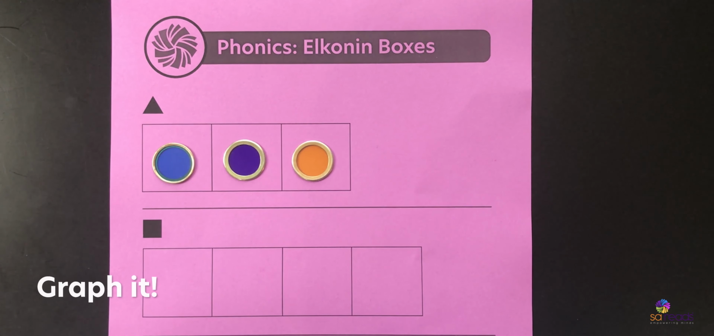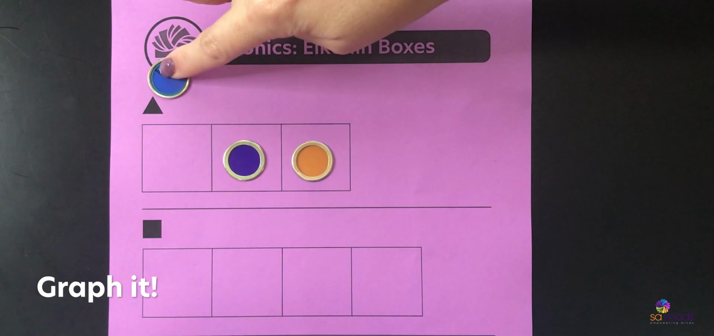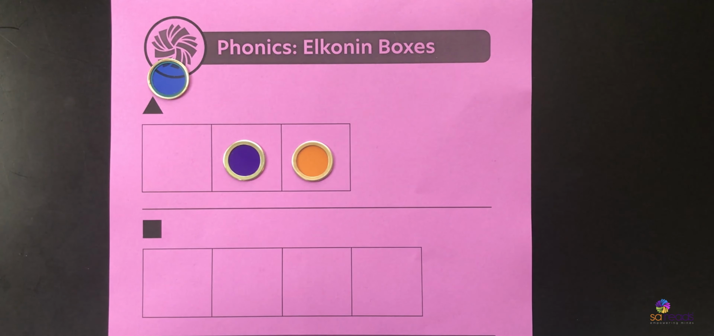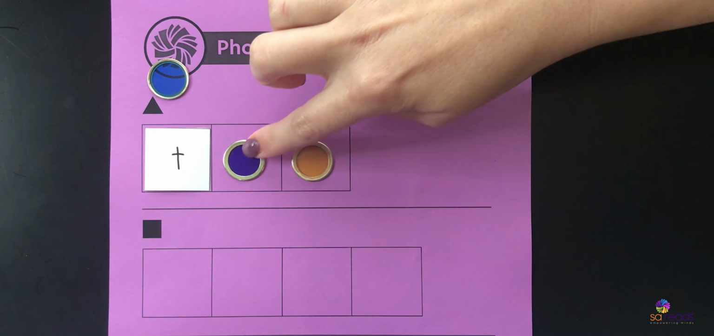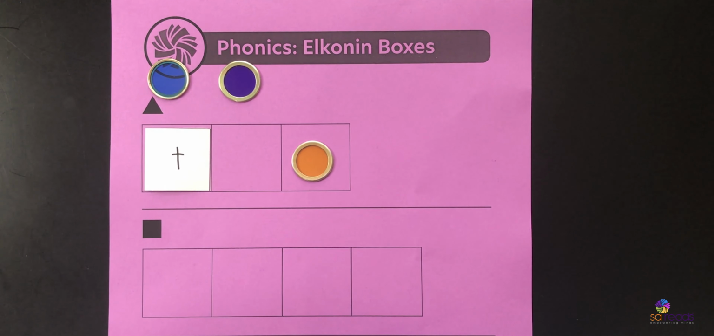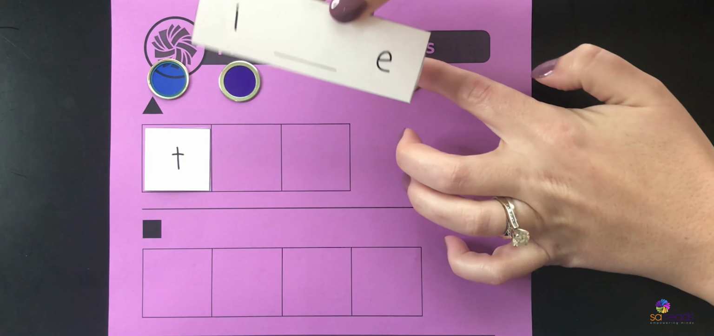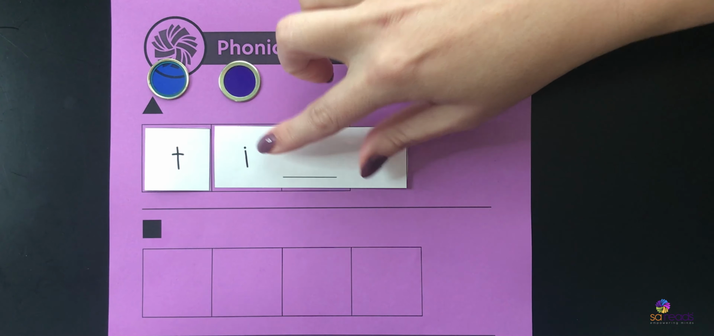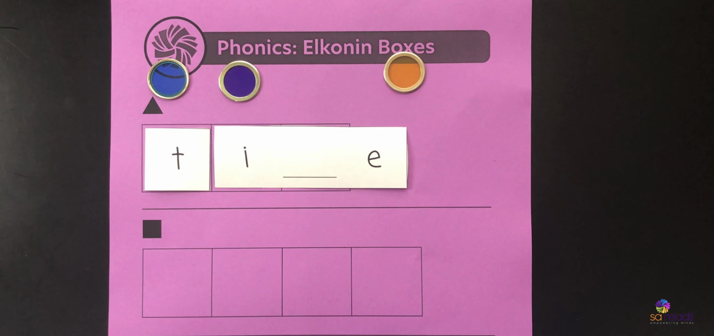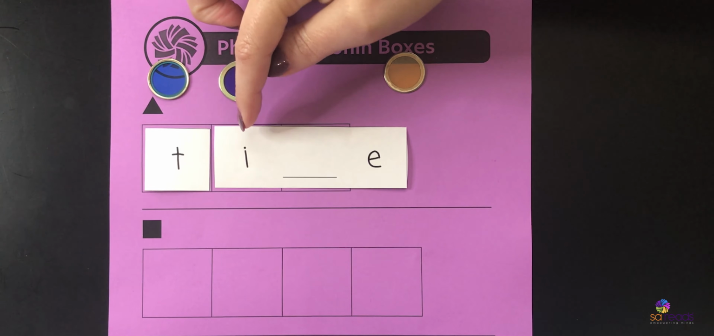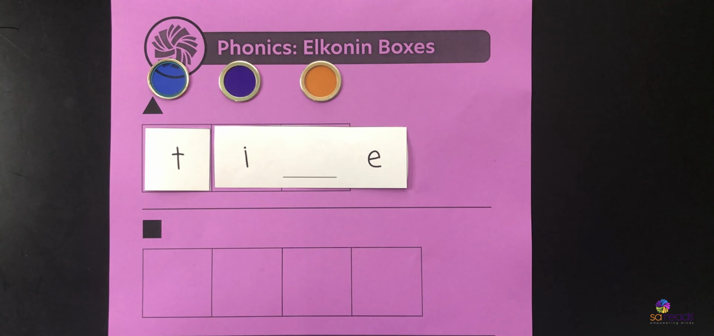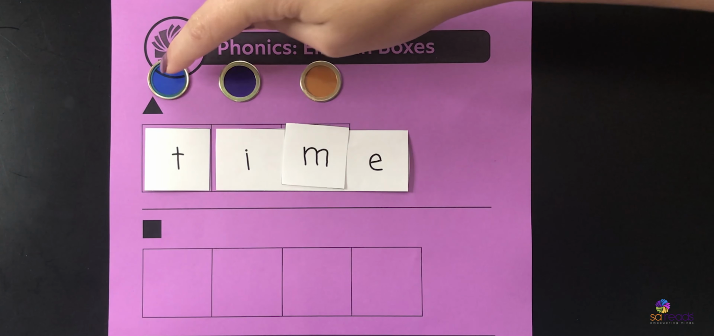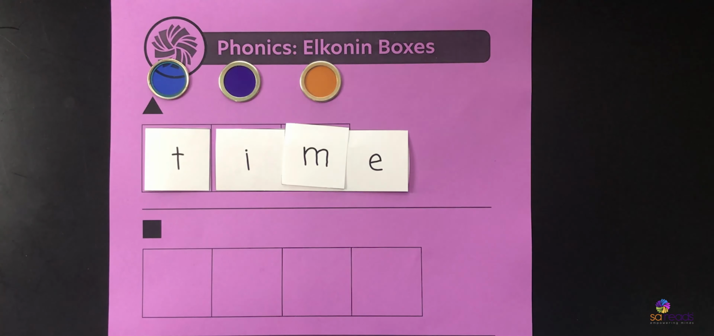And now we'll graph it. We'll start with the initial phoneme, t. We'll move to the medial phoneme, I. This one looks a little bit different because this grapheme has 2 different pieces to it, so we'll just scooch that one over. This is a vowel, consonant, E word. So we have t, I, and then we have our final phoneme, t, I, time.